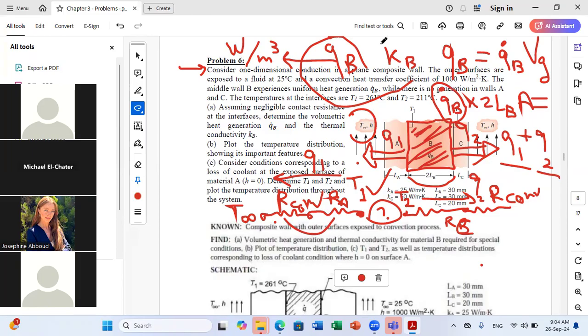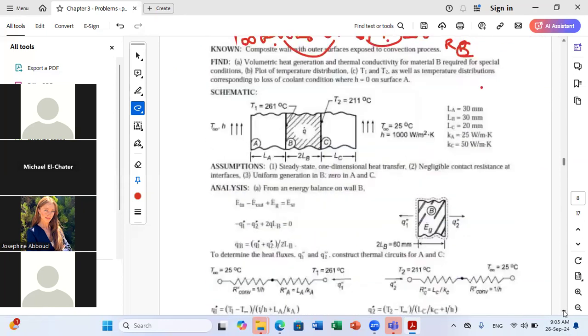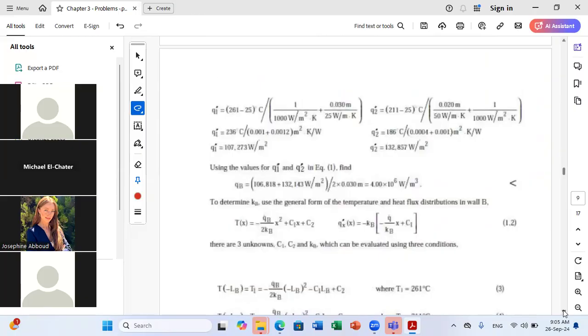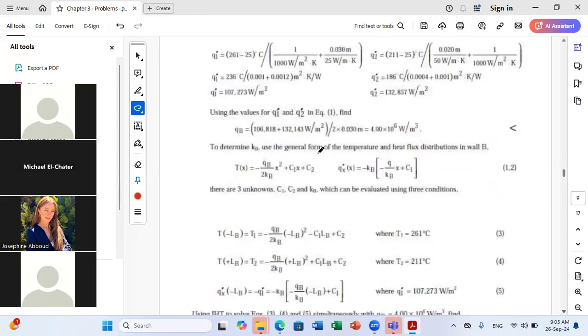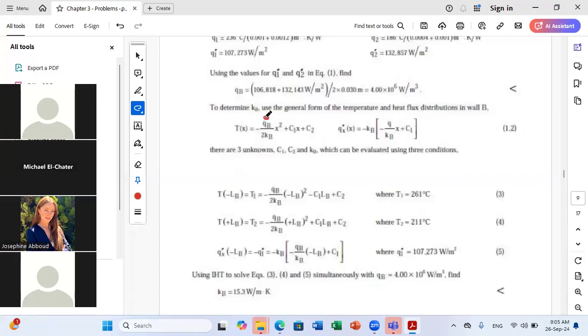Now to get the conductivity of material B, I cannot use thermal circuits, because as we said, in material B we have generation. So I need to go back to my differential equation. If you remember, in B we have the case of steady state conduction with generation, okay? So if we use the integration method as we developed in the course material, we can write T of x as minus Q dot over 2K x square plus C1 x plus C2.